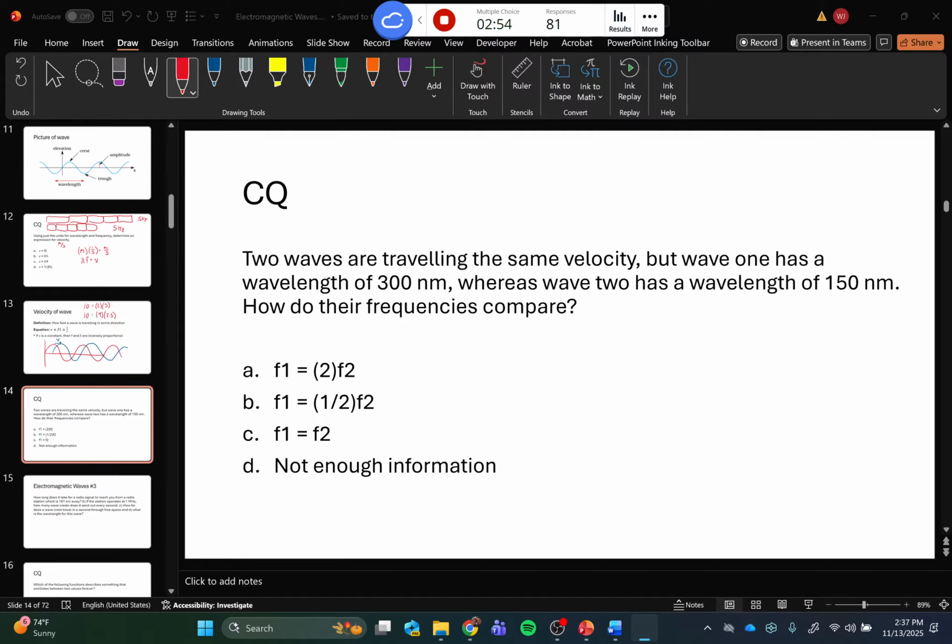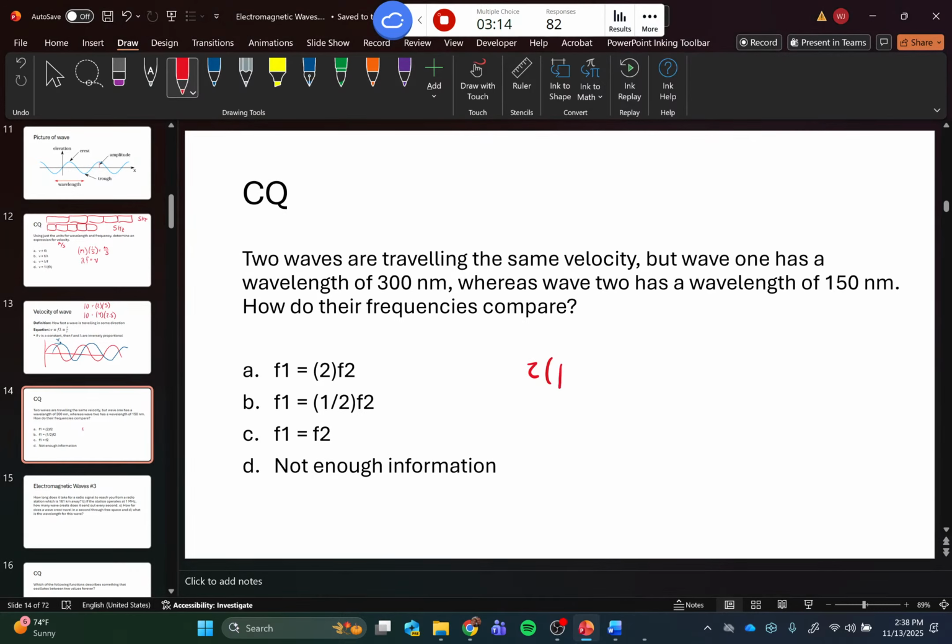One of the things you all need to be careful of, again, this is a classic mistake that happens, so I want to make sure you all are thinking about this. If I answer A, what's bigger, F1 or F2? If I picked answer A, which one's bigger? Make up numbers. If I made F2 10, what's 2 times 10? So answer A says that F1 has twice the frequency of F2.